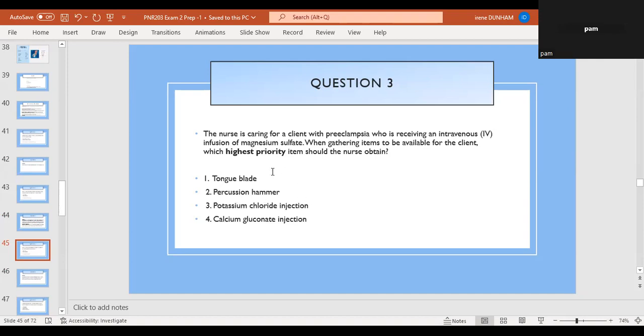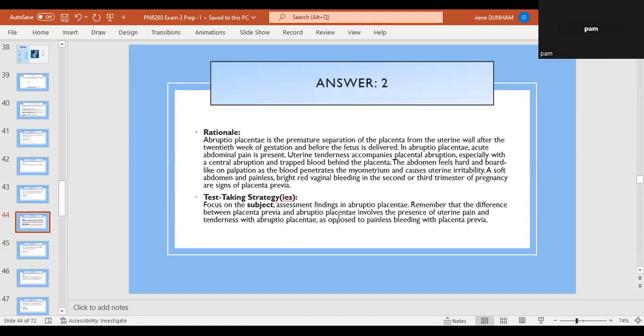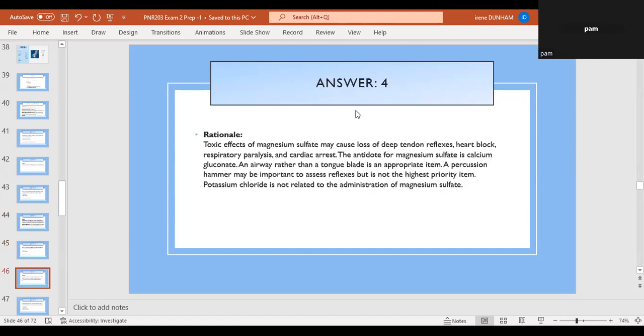Potassium chloride injection, no, we don't want that. That's not my highest priority. The calcium gluconate injection, this is what I want to have at the bedside. That's my highest priority, and the reason is that it's the antidote if you overdose on magnesium sulfate. So let's see if we're right. There you go, 4. It's because the toxic effects of magnesium sulfate can cause a loss of deep tendon reflexes.